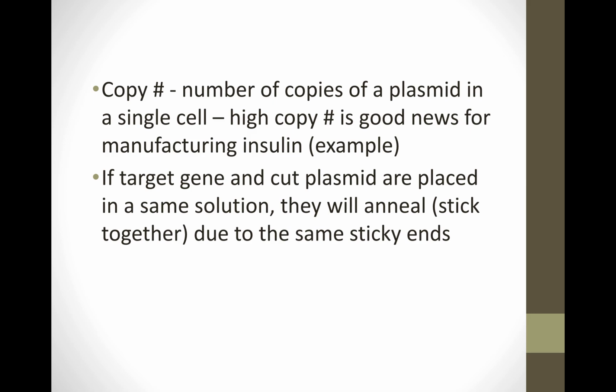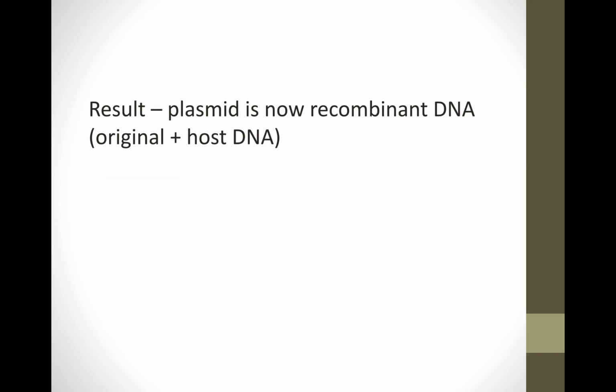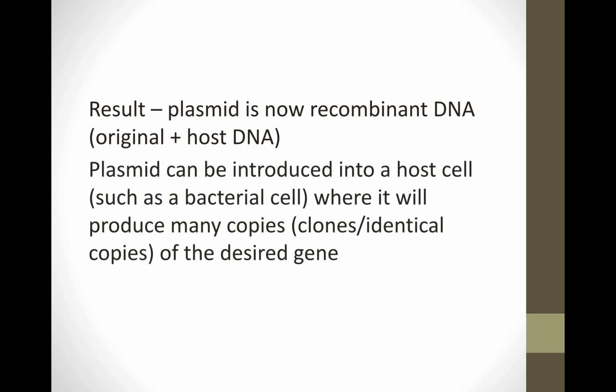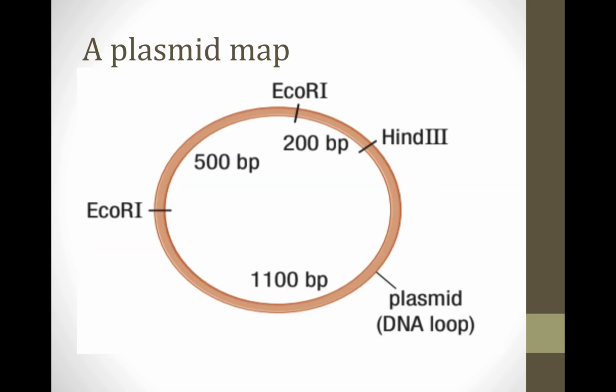If you get the target gene and the cut plasmid together, they will stick together due to the sticky ends. And then DNA ligase is required to reform those phosphodiester bonds between the fragments. The result is a plasmid that now has recombinant DNA. That can be introduced into the host cell, such as a bacterial cell, where it can now be grown to make many copies of the desired gene. It's like a factory process. So genes can now express their function. If the desired gene is insulin, the gene can now be expressed and the cell can produce it.